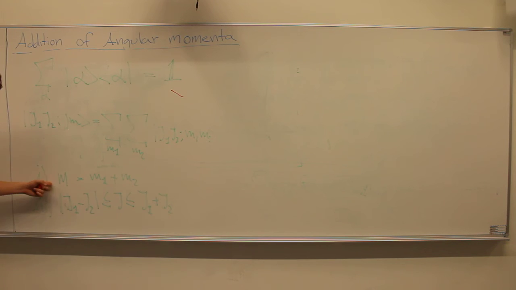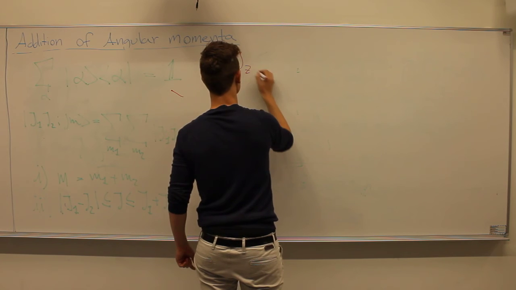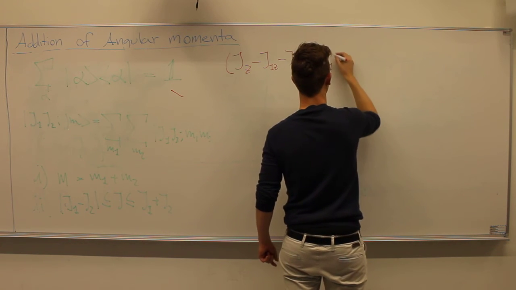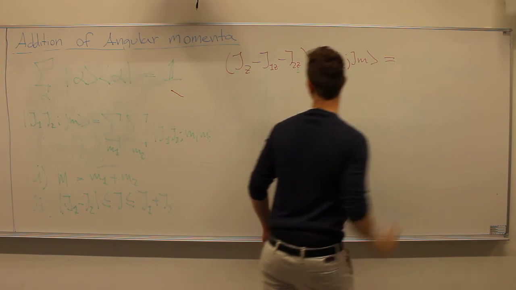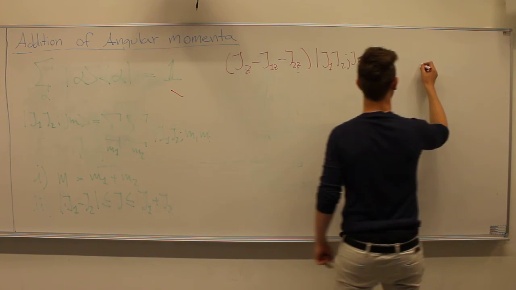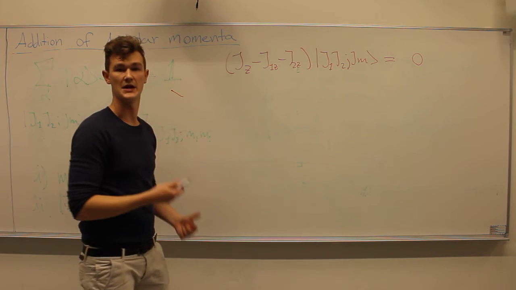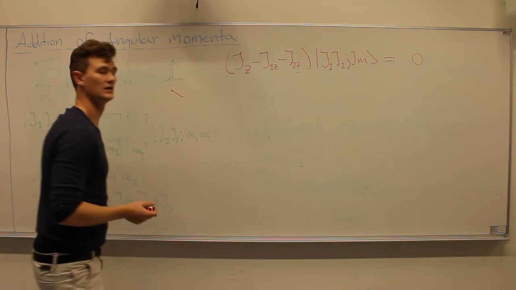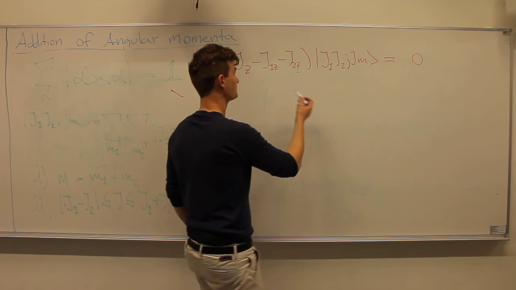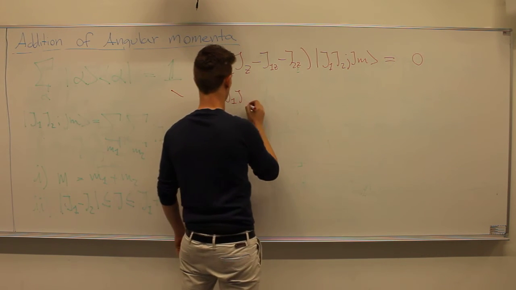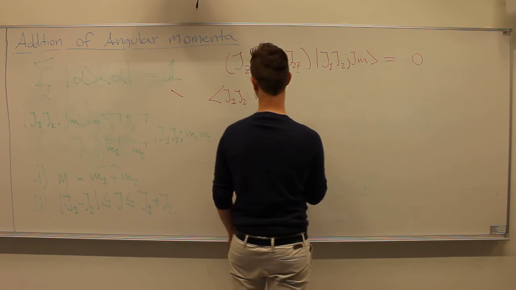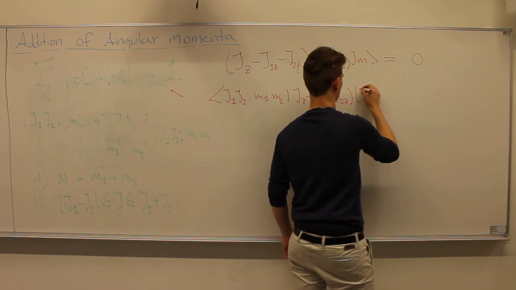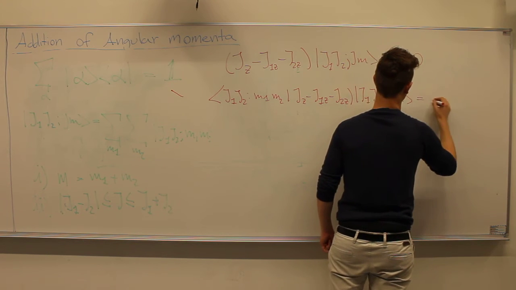So if we start with the first condition, then we will act with the operator Jz minus J1z minus J2z on this state |J1, J2, J, M>. So this is actually the null operator, so this will be 0. Jz is J1z plus J2z. And if we then sandwich this expression with the bra of the other basis, so that will be <J1, J2, M1, M2| (Jz minus J1z minus J2z) |J1, J2, J, M>. This will of course still be 0.